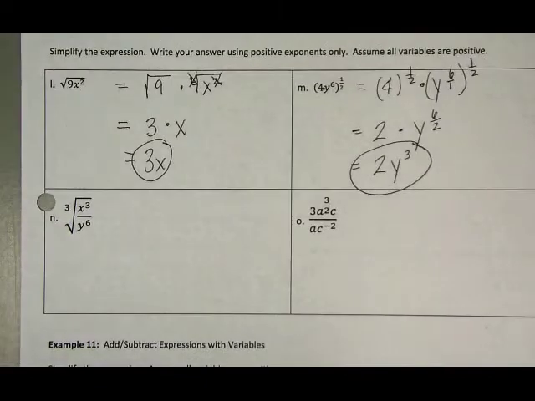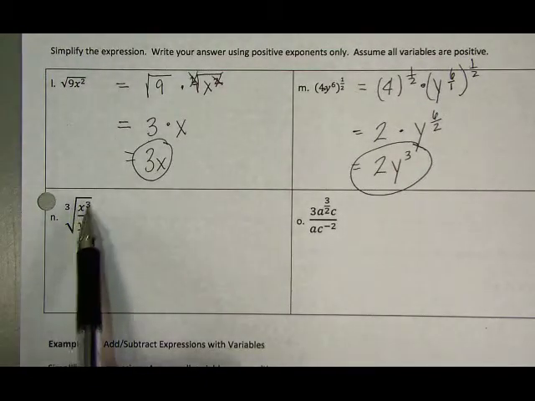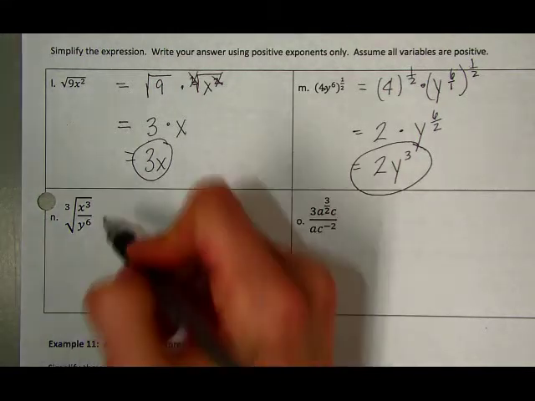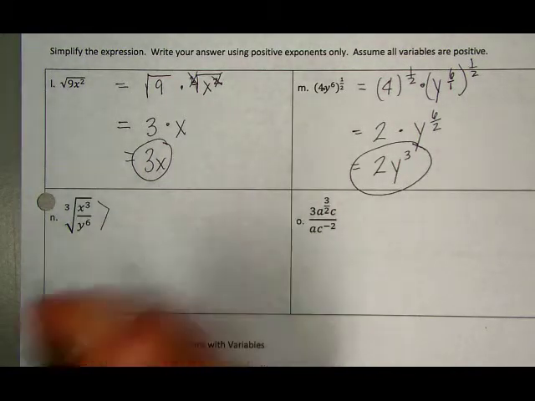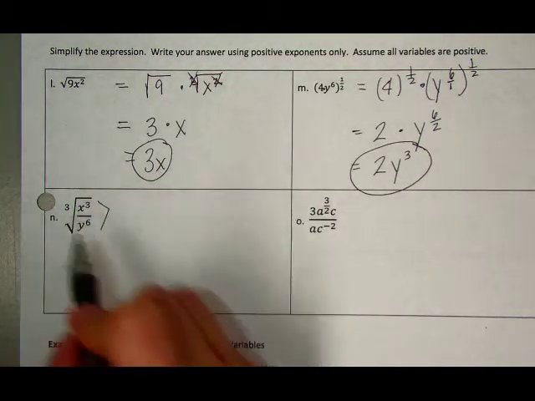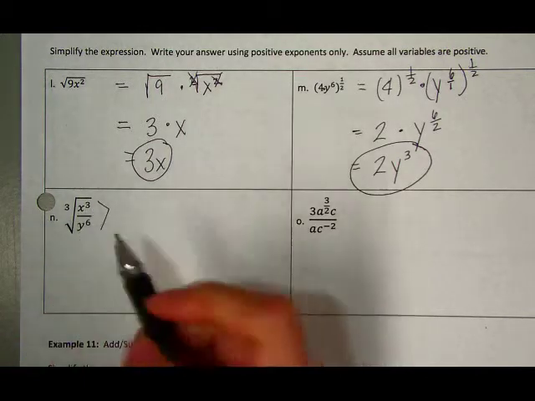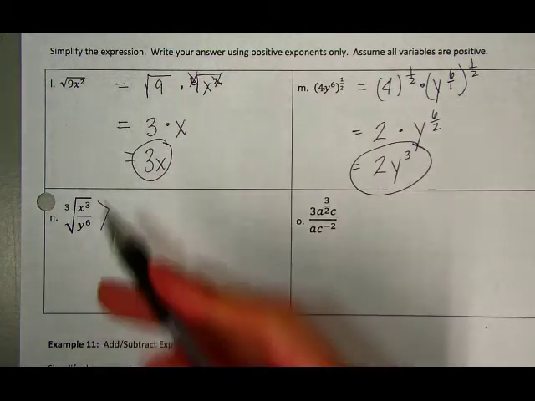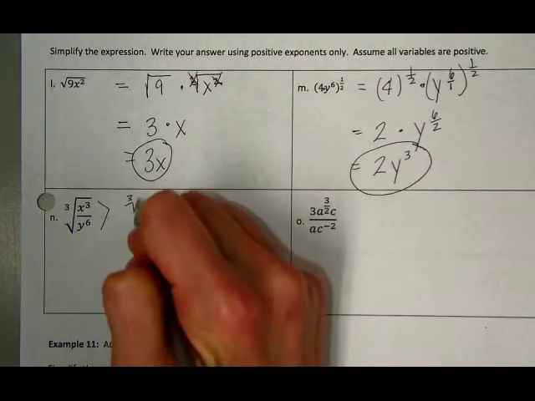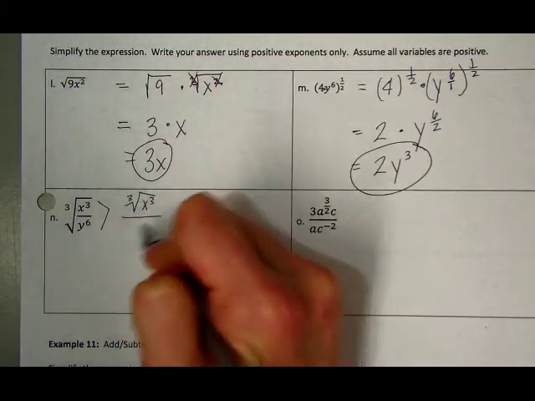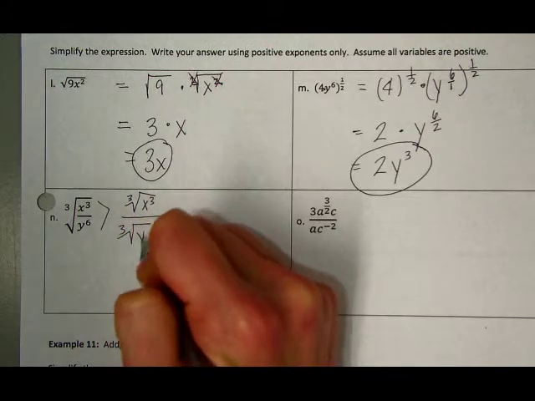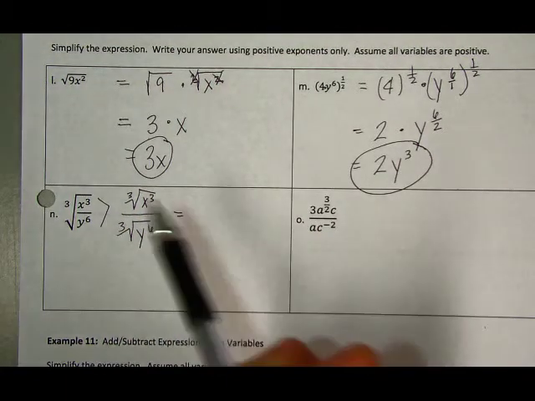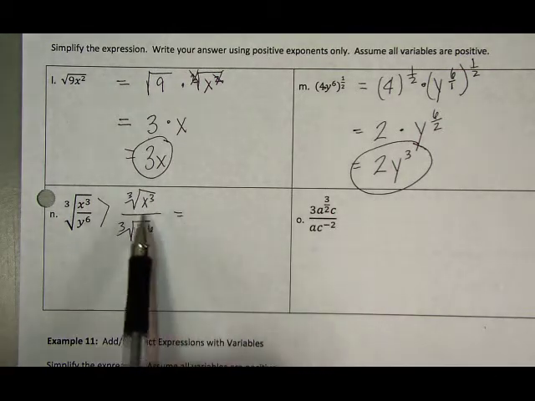In letter N, I'm taking the cube root of x cubed over y squared, or y to the 6th power. In order to be able to look at this, there's a couple things I want to do. The first is I want to separate both of these terms as a separate numerator and separate denominator. I'm using my properties again. So I'm going to write this as the cube root of x cubed over the cube root of y to the 6th power.